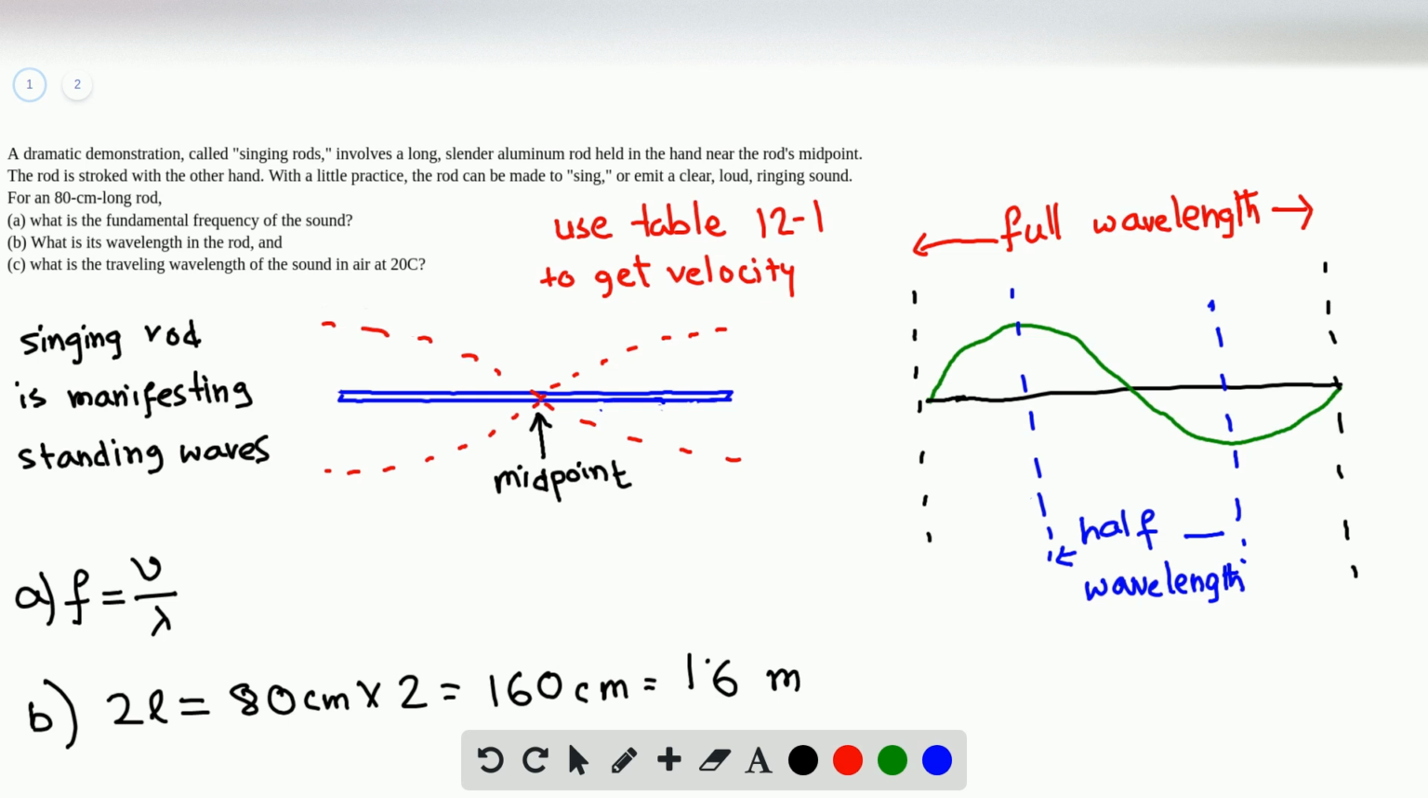Since we are holding the rod at the midpoint, we'll have a node here, and at least what we can get is an antinode on both sides. So two antinodes on both sides, because it's a standing wave, as we said. If we look at a full wavelength, it looks something like this.